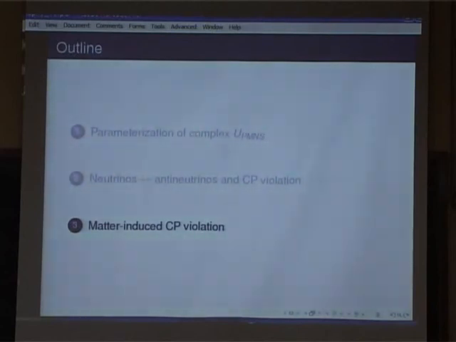Therefore, we will see what happens when matter comes in. The reason I brought matter in right now is because matter can induce CP violation. Matter is inherently CP asymmetric, because matter has protons but not antiprotons, and it has electrons but not positrons. So matter is CP asymmetric. Let's see how that affects neutrinos.